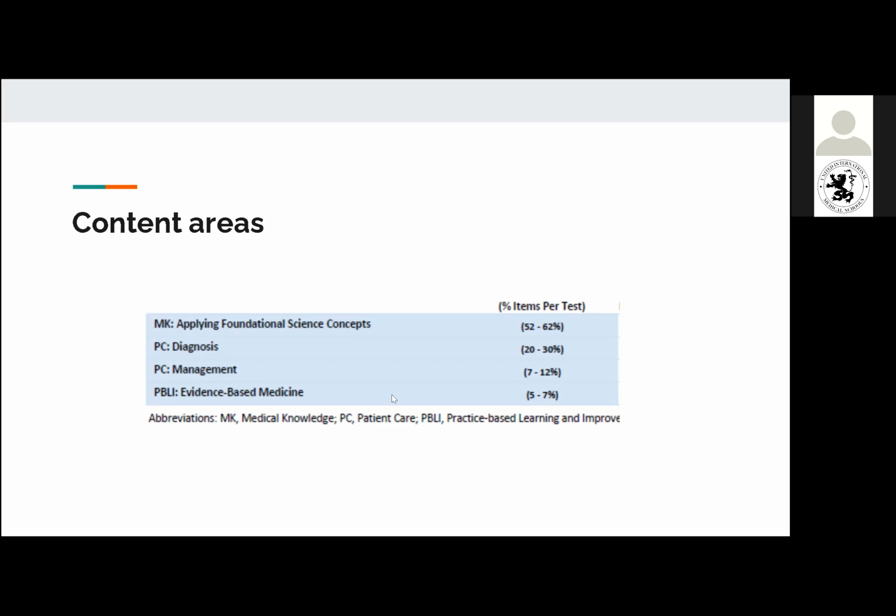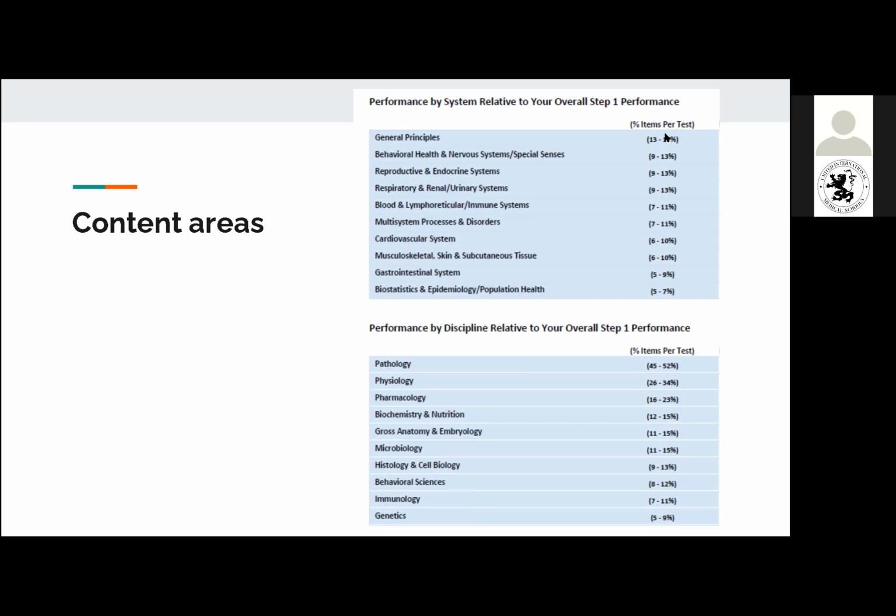Another way is according to systems. My exam was mostly about general principles. 13 to 17% was about general principles. By general principles, this means general principles of pathology and physiology usually. So for example, if you've studied pathology already, this would be the first 3 or 4 chapters in Pathoma, chapters about inflammation, necrosis, apoptosis, and so on.